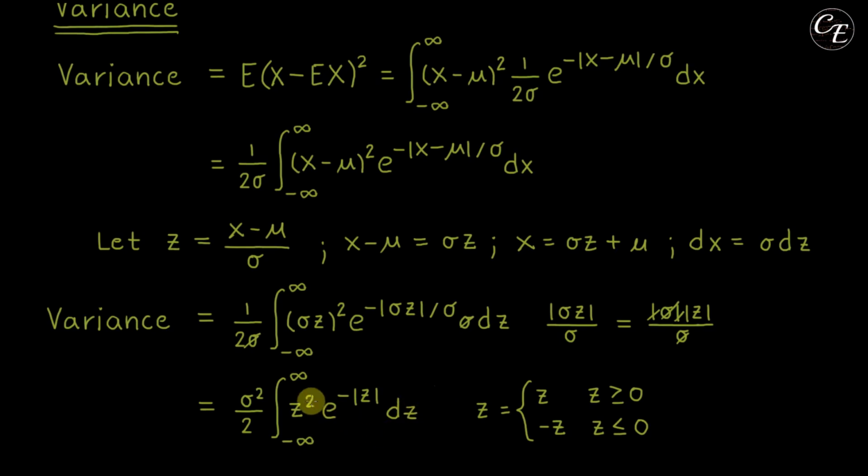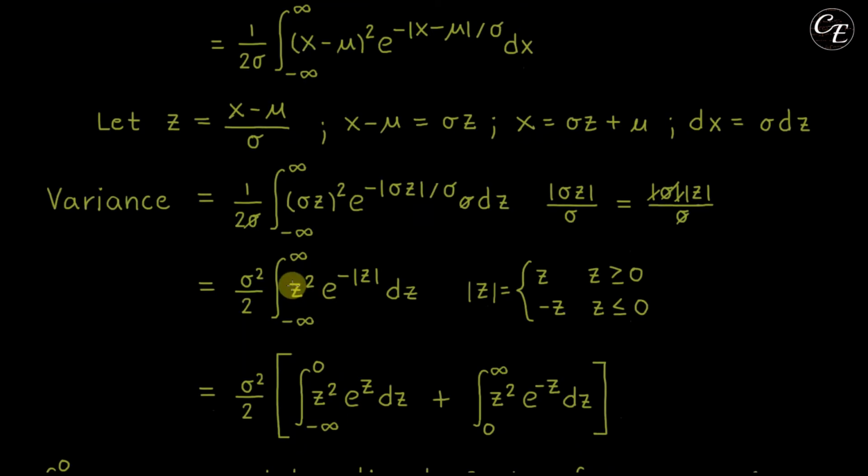Now similar to what we have done in our derivation of the mean, we need to find a way to remove this absolute value sign in here. From the definition of the absolute value, the absolute value of z is equal to positive z if z is greater than or equal to 0, and it is negative z if z is less than or equal to 0. Then, using this concept, we can divide this integral expression into two. One in which z is from negative infinity to 0, plus this expression in which z is from 0 to positive infinity.